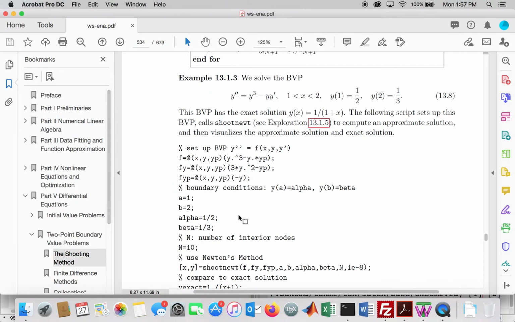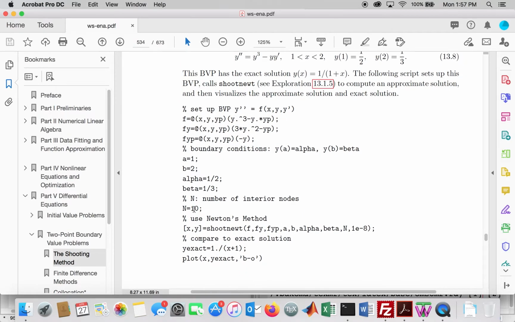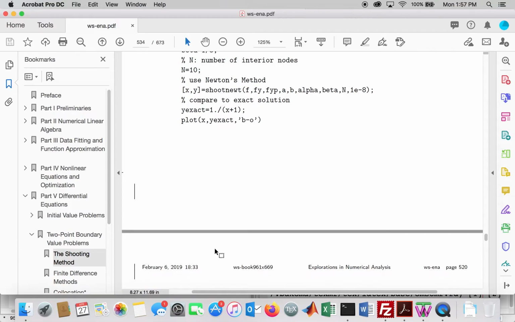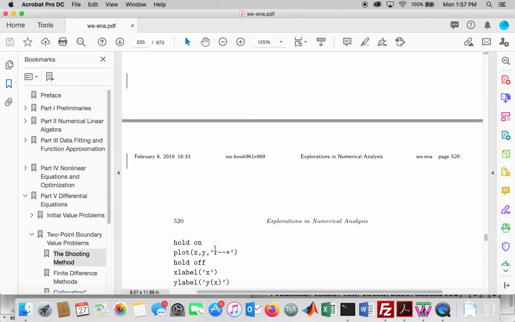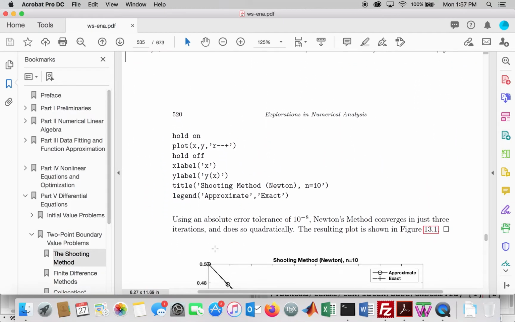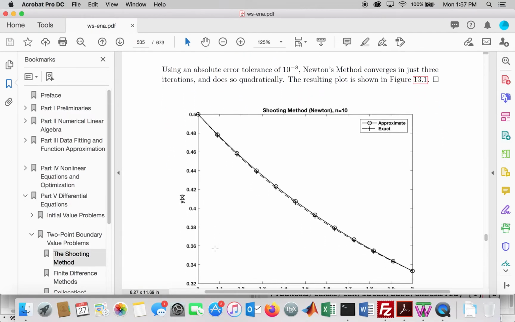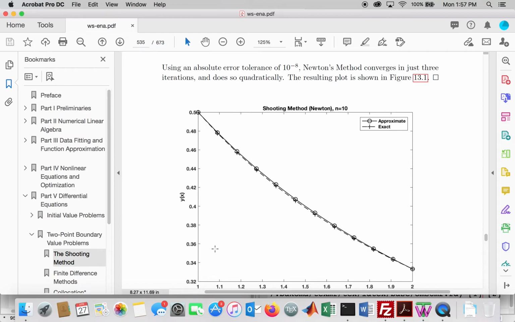So now we specify the x values and the y values from the boundary conditions, and how many interior points you want to use, and those are parameters to this function. So this does all the actual work. This happens to be the exact solution. Y of x is equal to 1 over x plus 1. And then it goes ahead and plots the solution versus the exact. And those are plotted here, and we see that they agree, using just 10 interior points.